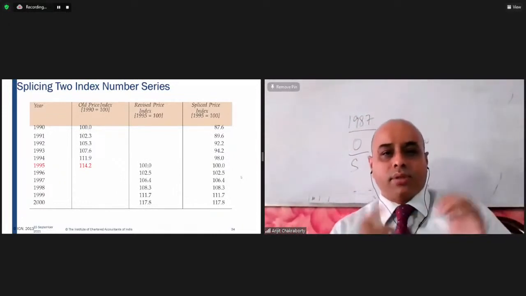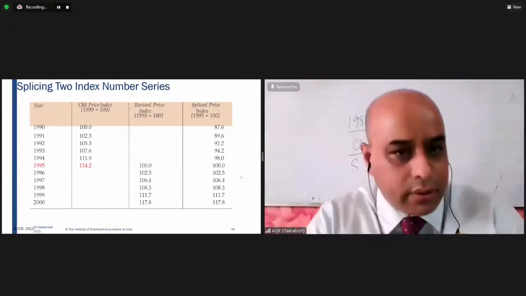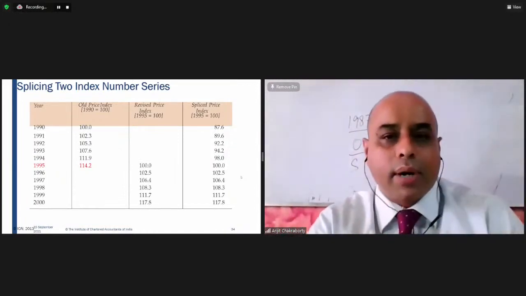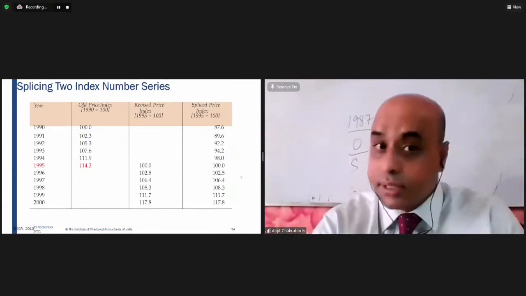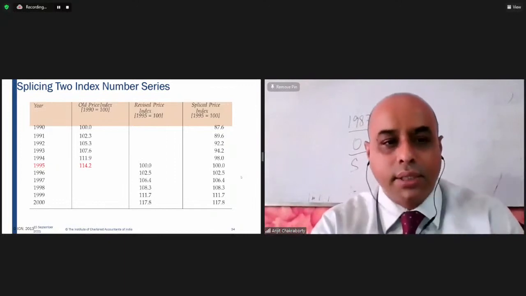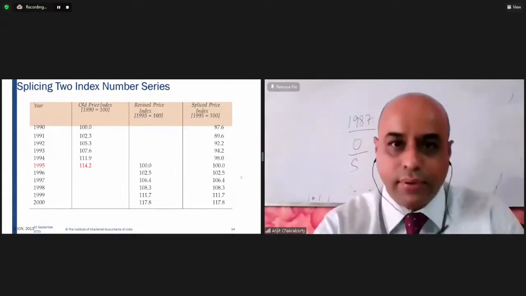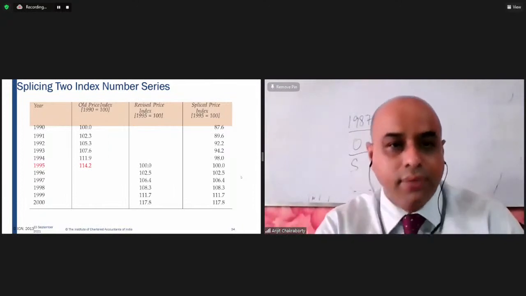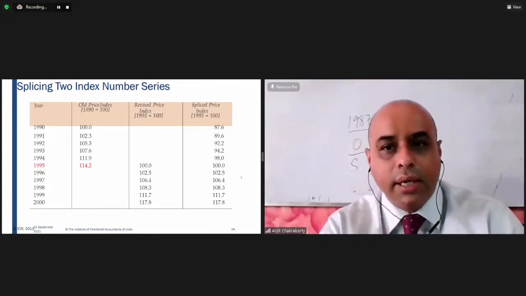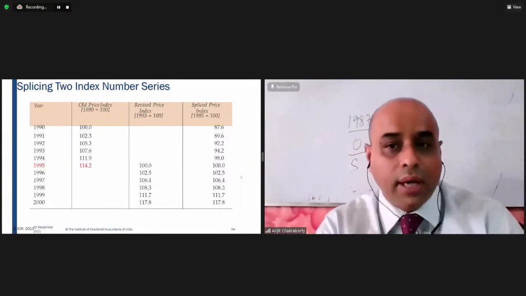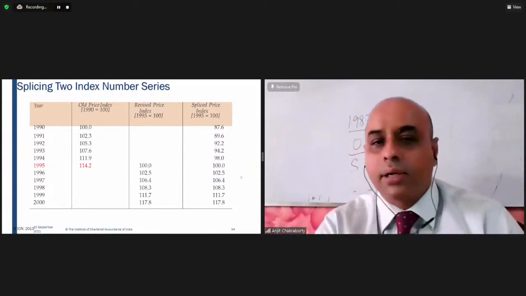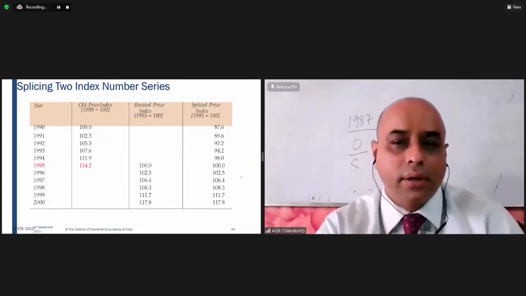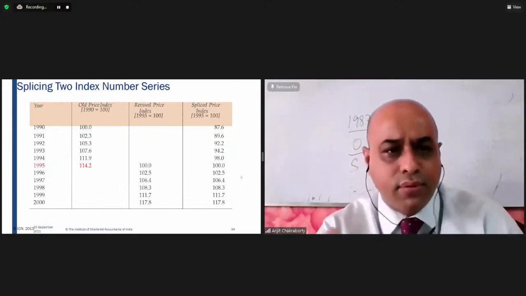The old price index had 1990 taken as 100, and you can see the index numbers for 91, 92, 93, 94, and 95. Then you have the revised price index, where 1995 is now revised at 100. So, assuming 1995 as 100, we can calculate the same for the remaining years.